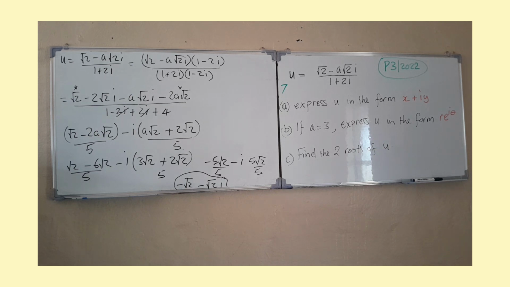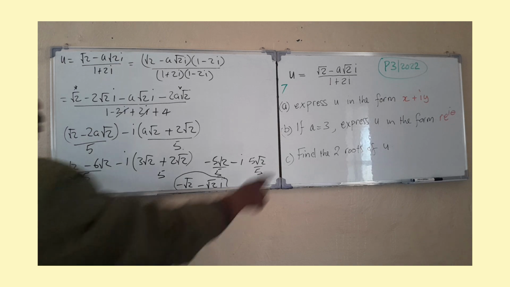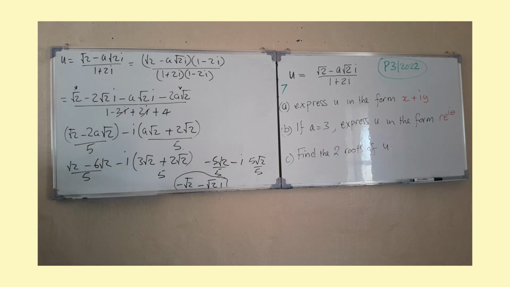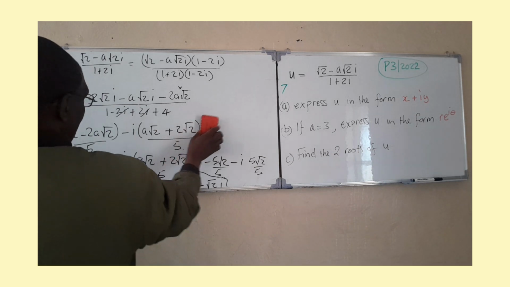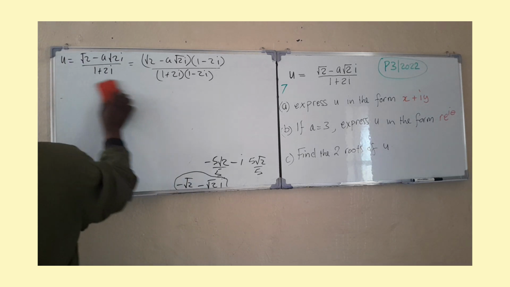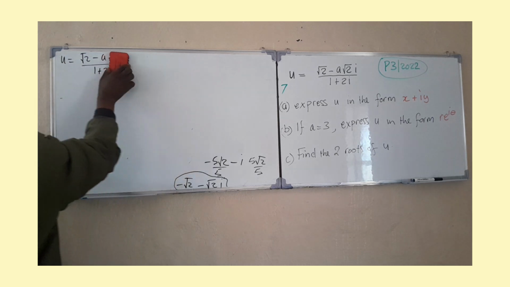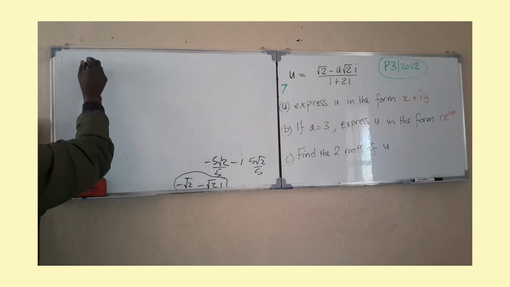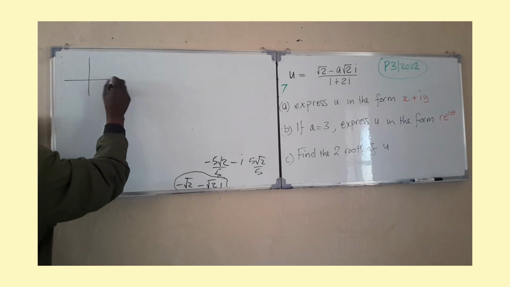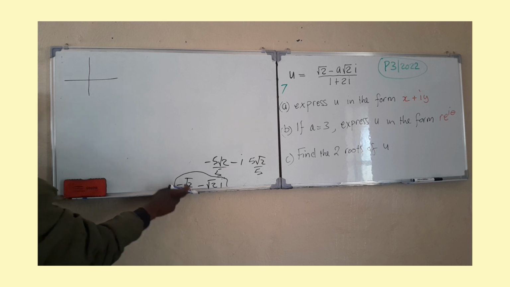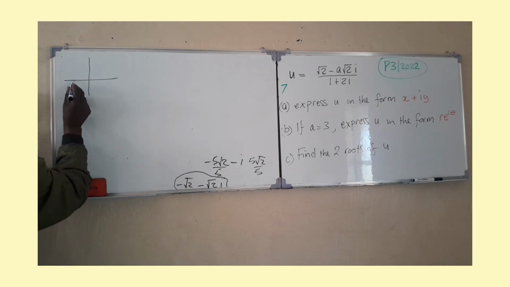But we are not yet there, because we are supposed to express this in the form r e to the power i theta. In other words, r will be our modulus and theta will be our argument. So let's draw a nice little Argand diagram here to represent our complex number u. Okay, so here is the Argand diagram. Of course, this is our real axis. This is our imaginary axis.